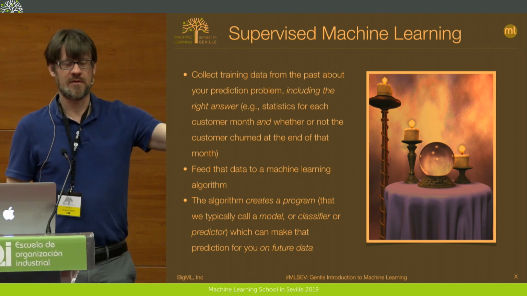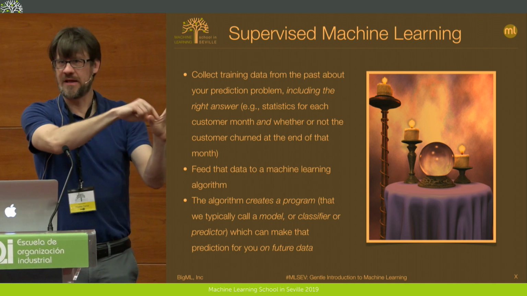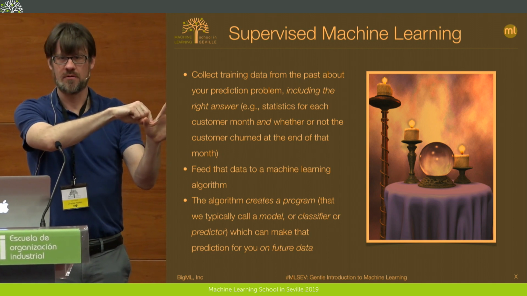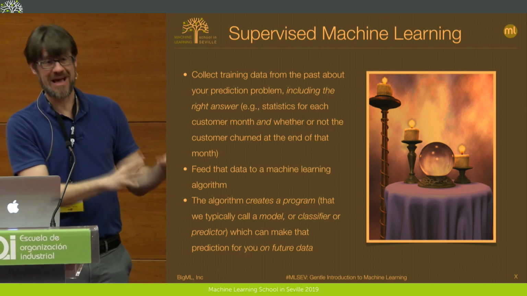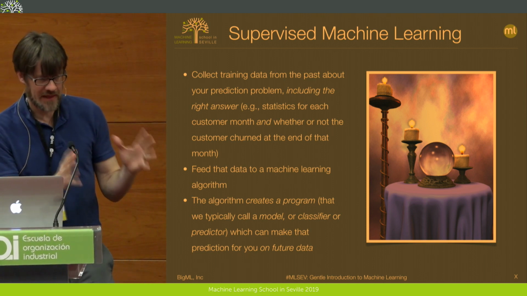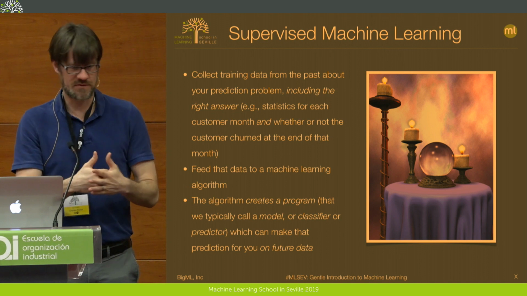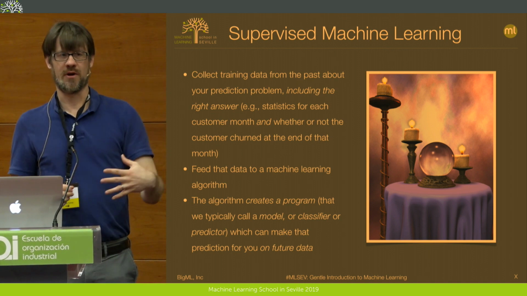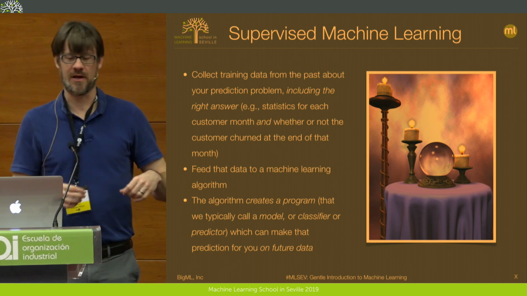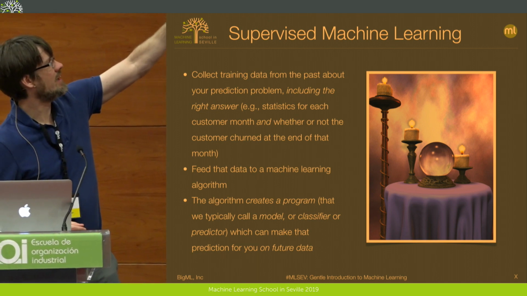From all of the months in the past, we know if they left the service at the end of that month or not, right? So we know the answer to our prediction problem for the data in the past. And that's very important. This is what supervised machine learning is: you give it the right answer, and that's how it learns to make the prediction, because it's seen the right answer so many times. And so this is the kind of data that we have.